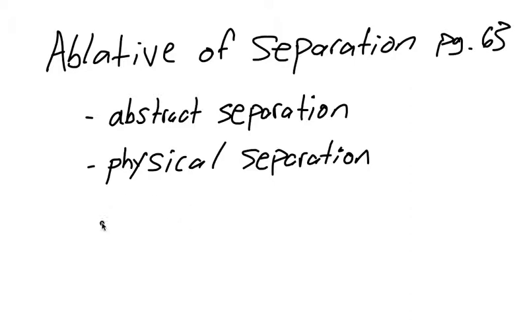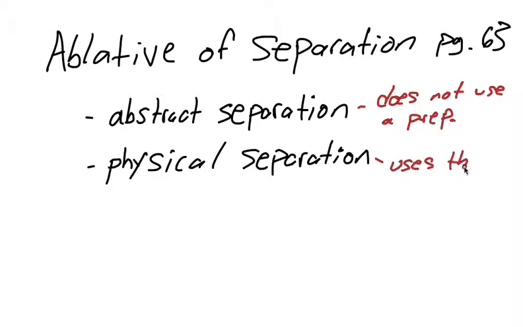Now, the ablative of separation, when it's used in this abstract way, does not use a preposition. Okay, so it's like an ablative of means. It'll be the ablative by itself. But in this physical instance, when you're separating physically someone from something else, it uses the preposition a or ab. So I'm going to give examples of each of these now.